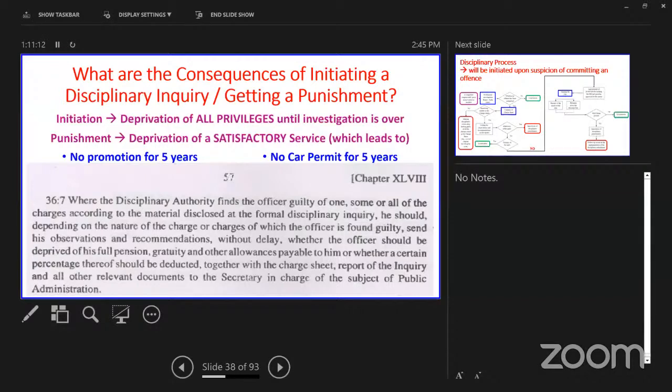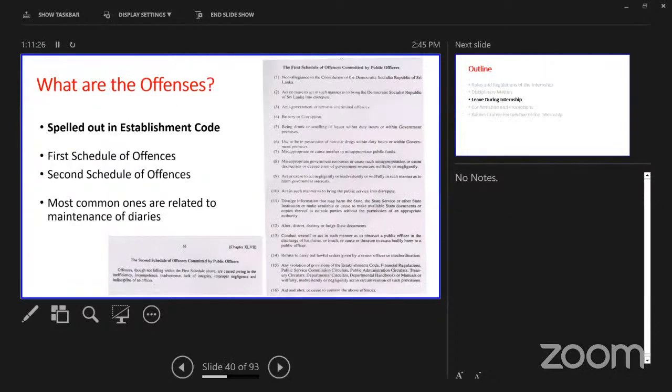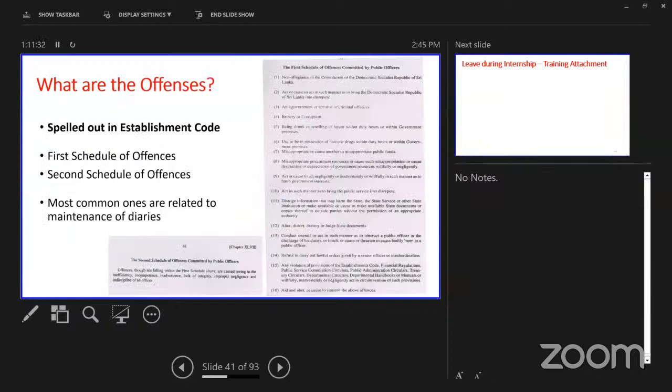So don't get entangled with a disciplinary inquiry. As much as possible, try to prevent those things. Right? Then this is the process. I don't want to go into detail. These are also not very important: what the punishments are, and what activities are spelled out in the establishment code. Just read them once I provide you with the slides. This is what is spelled out in the establishment code regarding offences.